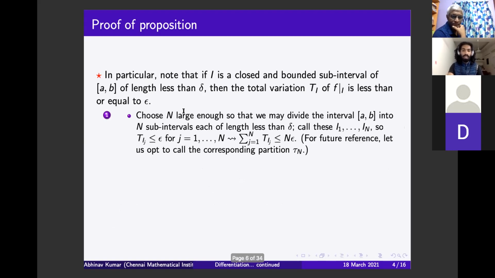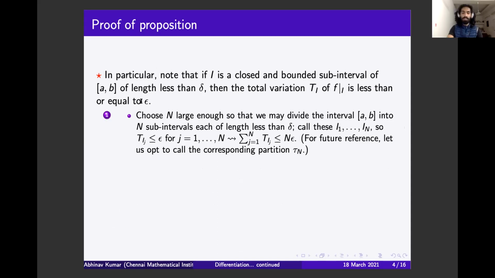Okay, so now the idea is that this is what we've done. We managed to show this. And now we choose n large enough. Certainly, [a,b] being a closed and bounded interval, it has finite length, and we can certainly choose n large enough so that we can divide this into n subintervals, each of length less than delta. And we're using this simply because then we can use this.